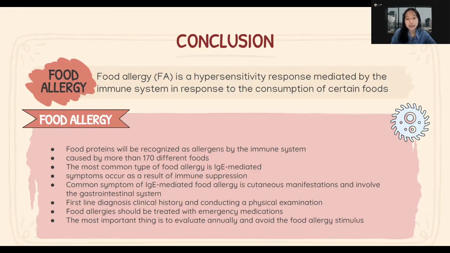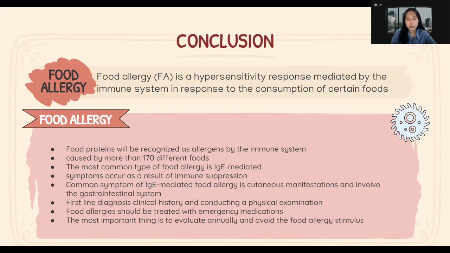The most common type of food allergy is IgE-mediated food allergy. Symptoms occur as a result of immune suppression caused by oral tolerance of food. Common symptoms of IgE-mediated food allergy are cutaneous manifestations such as rash and urticaria or angioedema. Other symptoms generally involve the GI system, such as abdominal pain, nausea, vomiting, and diarrhea.